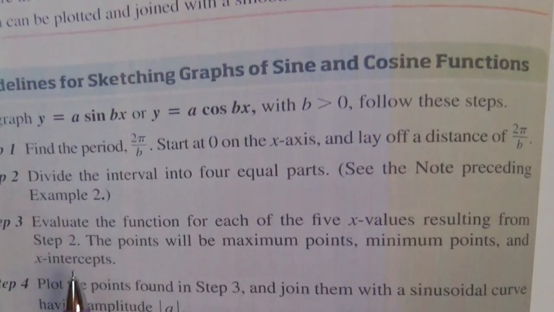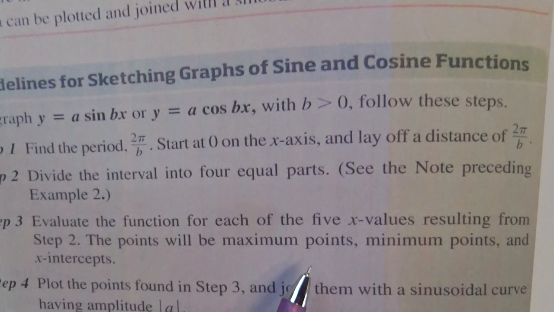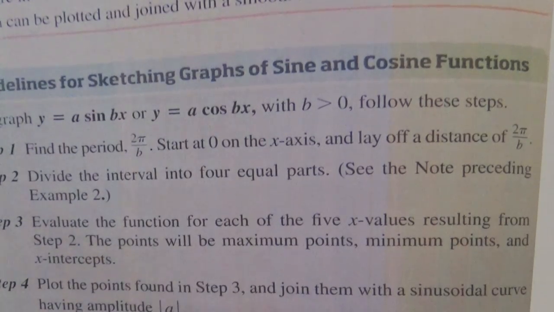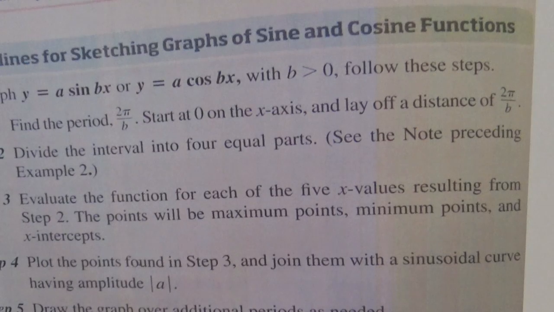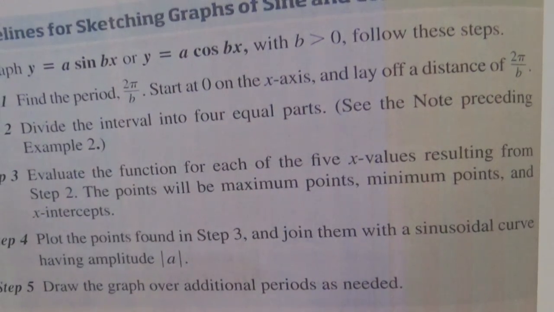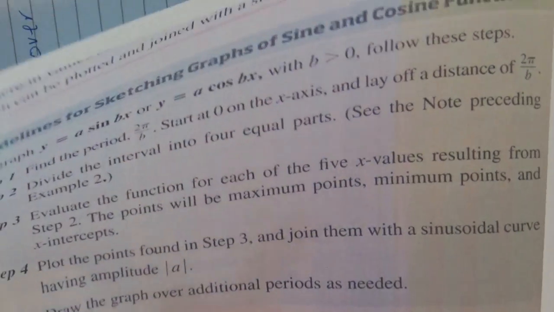And then step 3, evaluate the function for each of the 5 x values resulting from step 2. The points will be maximum points, minimum points, and x-intercepts. Step 4, plot the points found in step 3 and join them with a sinusoidal curve having amplitude absolute value of a, and then draw the graph over additional periods as needed. Okay, so these are your steps to follow for these problems. And we're going to do a couple more like this.